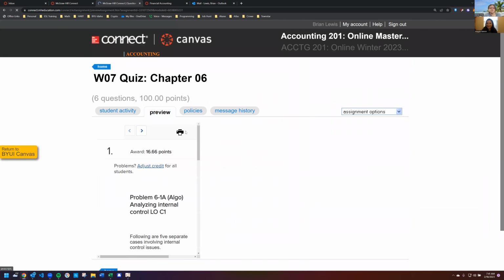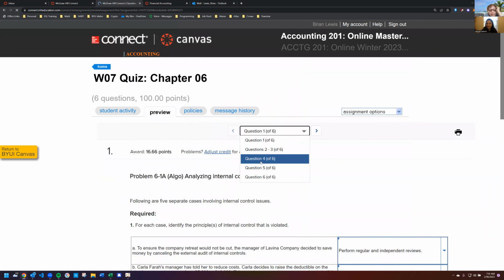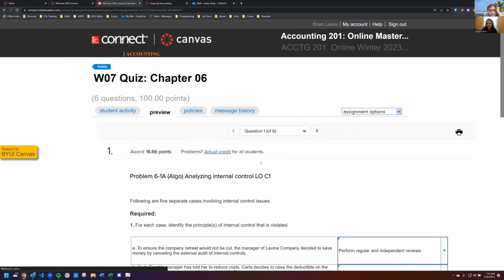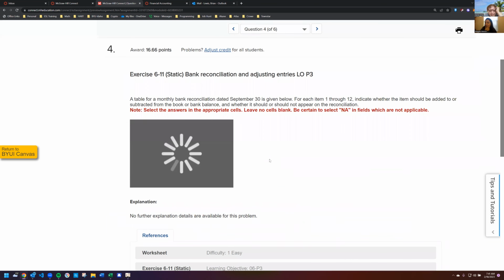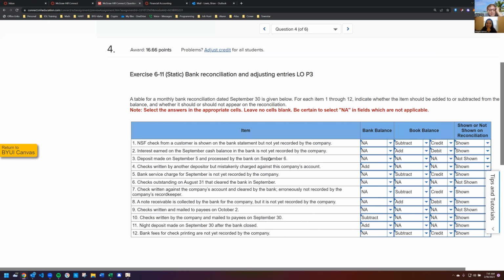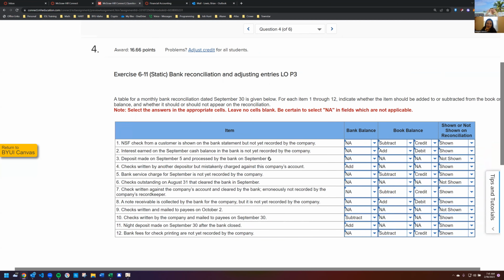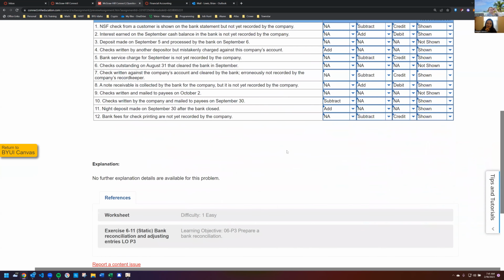Number 4. Number 4. It's thinking. For some reason, it's taking a long time to think. There we go. Oh, bank reconciliation. I know. It's just like credit, debit, credit.